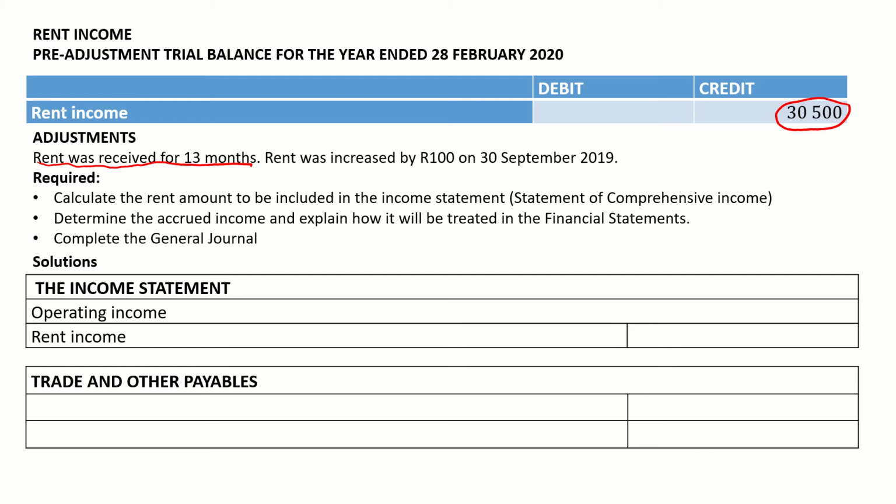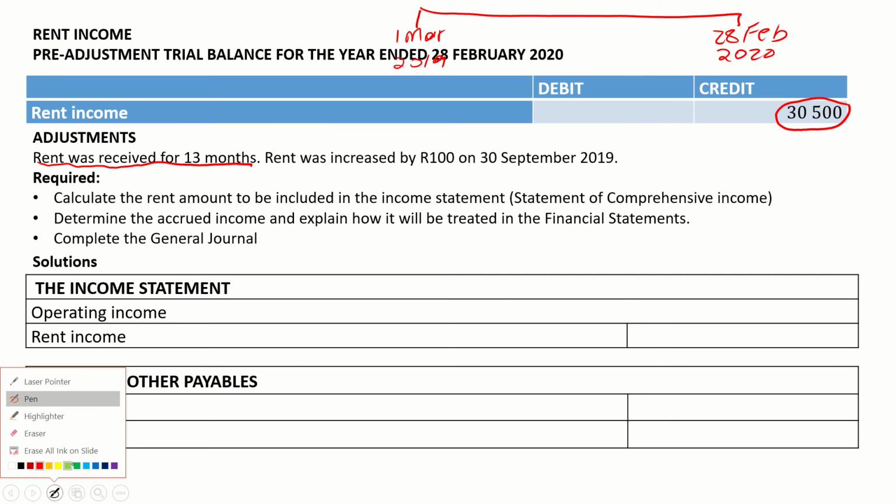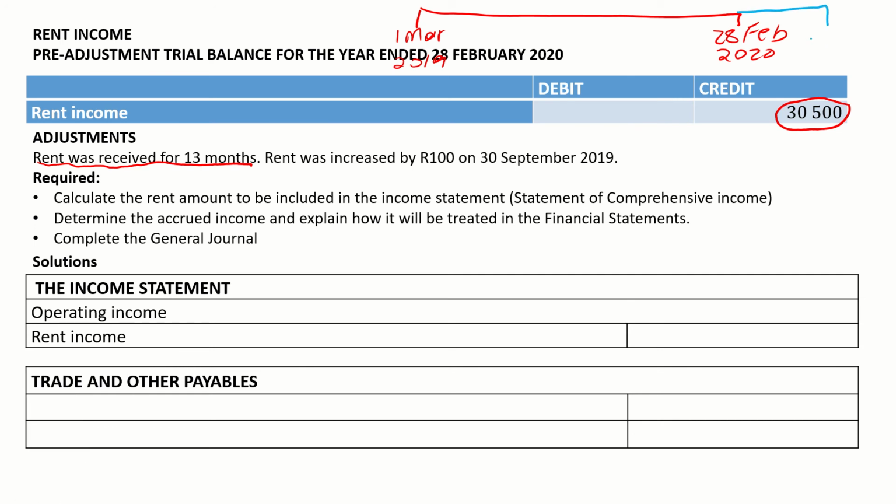In this scenario, it needs to fall between the 1st of March 2019 and the 28th of Feb 2020. It needs to fall within this period. However, there's a problem here because there is one month's rent that was received for March, and March falls outside our financial year. So that 1 month rent, we need to take it out of that 30,500.